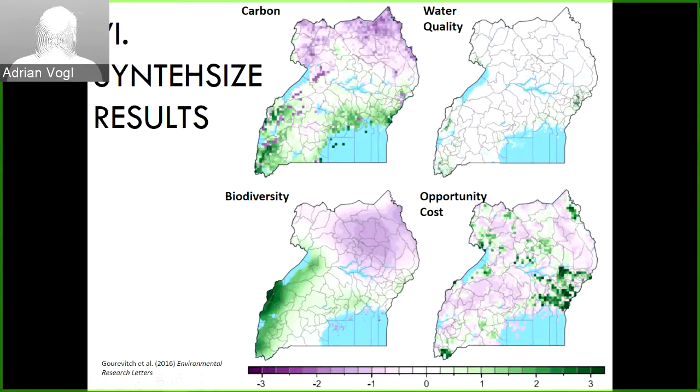So in these maps, the green areas would be the high potential change in that service, and the purple areas would be the low potential change. So for carbon, the green areas are places where you would benefit the most from improving carbon from restoration, and biodiversity tends to follow in a similar area along the western, southwestern side of the country. And then the opportunity cost is the one you want to avoid. So you'd want to go to places where we're actually purple in opportunity cost. And by overlaying these results, you begin to see how and where the restoration should be implemented.